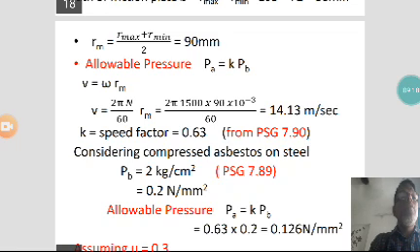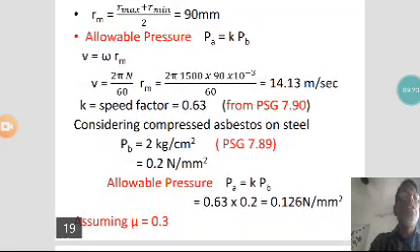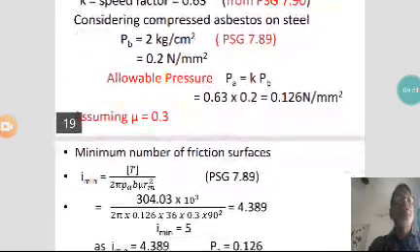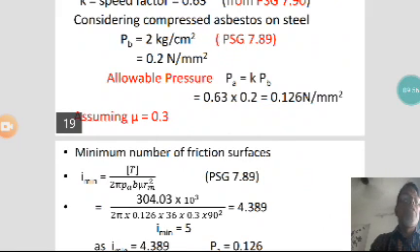Then for allowable pressure we want PB also. For PB, again in PSG on page number 7.89 there is data. Consider some conditions there. We consider compressed asbestos on steel. If you consider this, then PB is 2 kg per centimeter square, so we can convert it into 0.2 Newton per mm square. So the allowable pressure PA, if you substitute the values of K and PB, is 0.126 Newton per mm square.